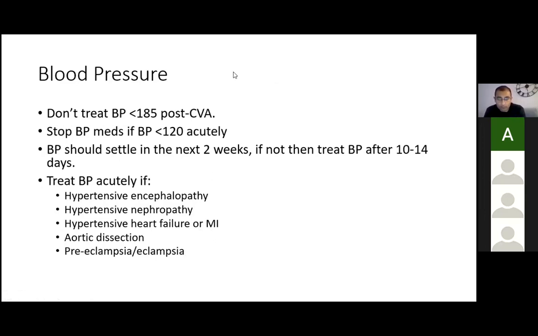Question. Someone had a hemorrhagic stroke, and they had thrombolysis? Thanks for the question. You wouldn't thrombolyze someone who's had a hemorrhagic stroke.